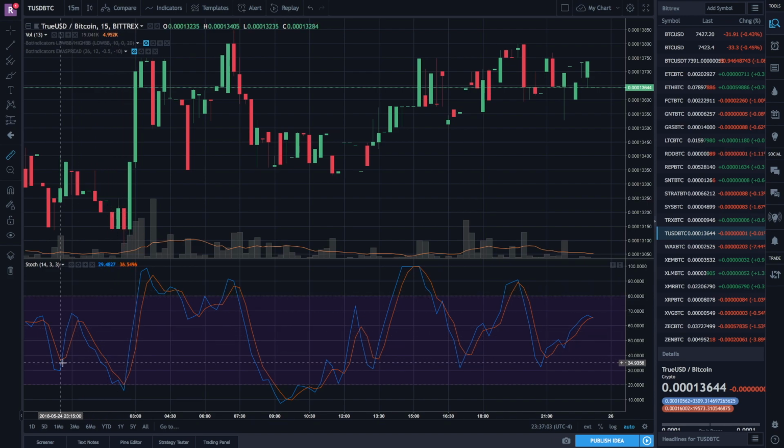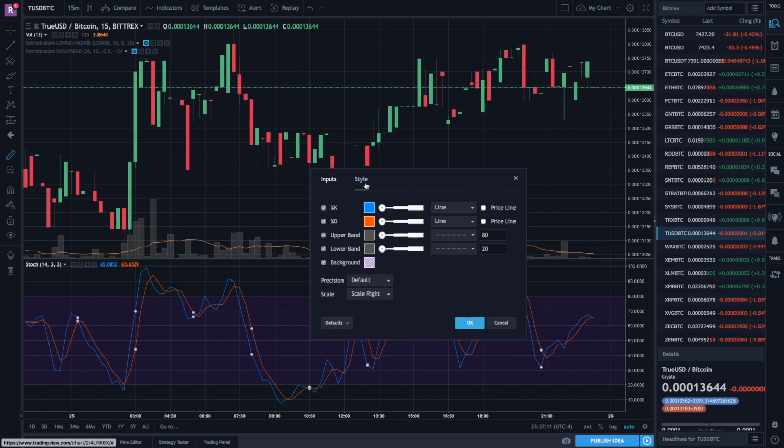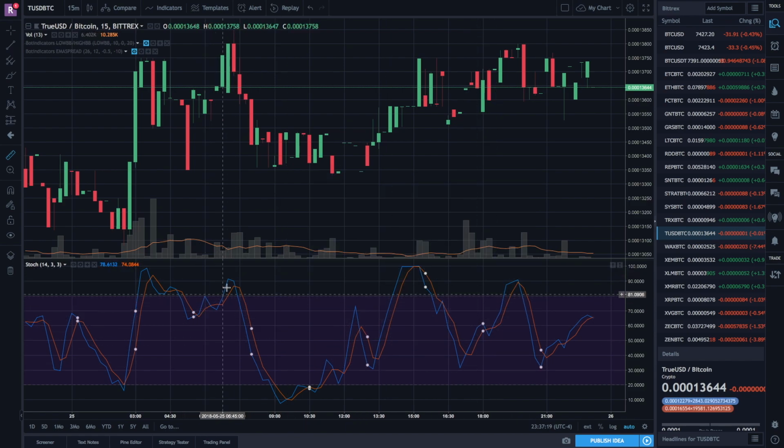What we're looking at here, if we look at the inputs and everything, is the D line. In the case of ProfitTrailer, it defaults to an orange color, and that is what we are using for our buy and sell value.